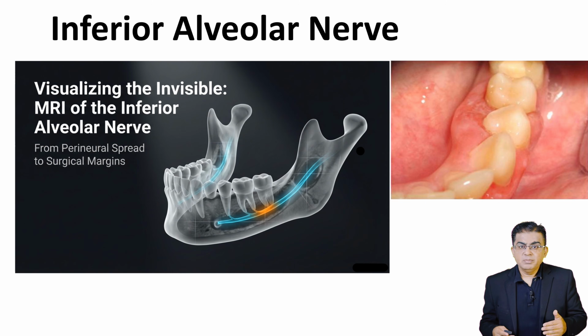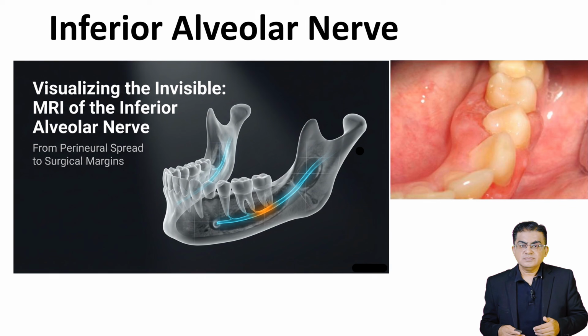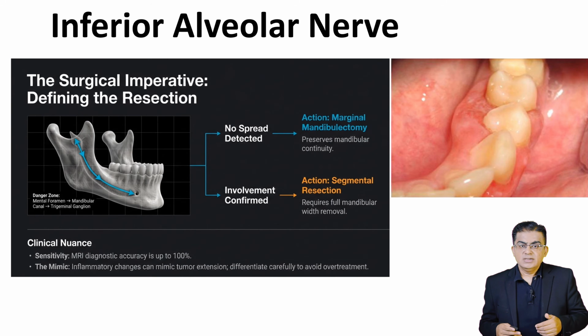We use it to map out this hidden pathway right from the start, taking us all the way from ruling out early microscopic spread to accurately defining our actual surgical margin. So why does all this meticulous radiological detail actually matter to us in clinic? Why should we care so much about the inferior alveolar nerve? Because it strictly dictates your surgical plan.